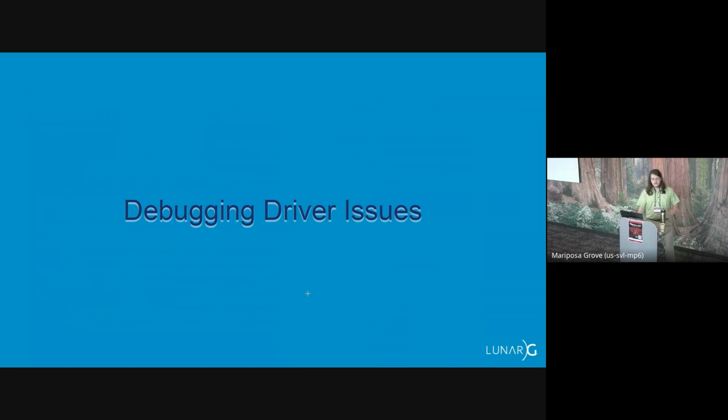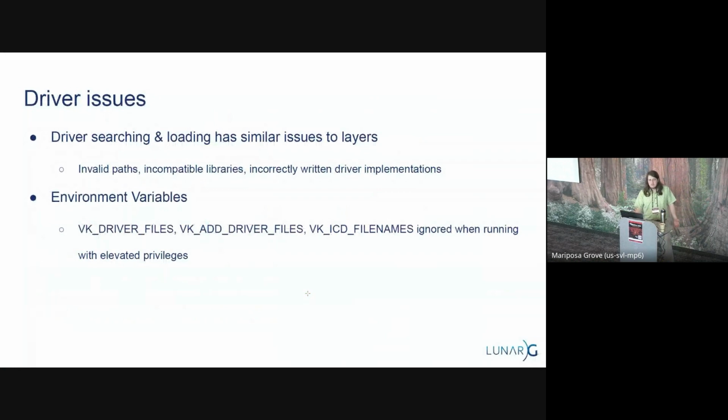Lastly, driver issues. It's mostly the same as layer loading. It's a library, there's a manifest, it has to load the library, it has to validate the thing works. It's most of the things I've talked about before, making sure the path's correct, making sure it's the right architecture. That's all correct. If you're using environment variables to make a driver found, make sure you're not running with elevated privileges, again.